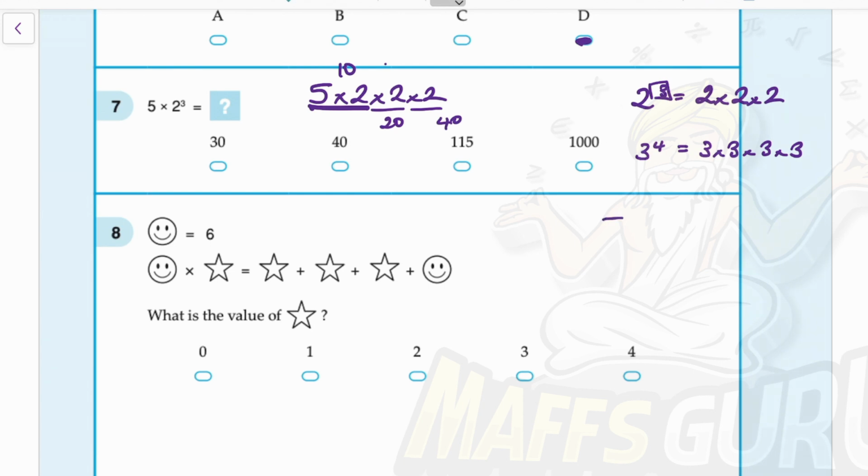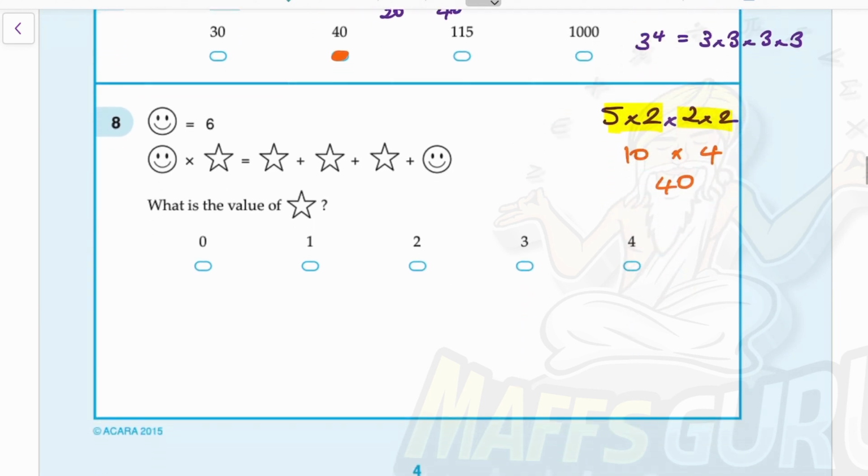Some people do 5 times 2 times 2 times 2, and what they do is they say, well, 5 times 2 is 10. They'll work out this 2 times 2, which is 4, and multiply them together, which gives me 40. Right, so the great thing about multiplication is you can split it up and do it in that way.